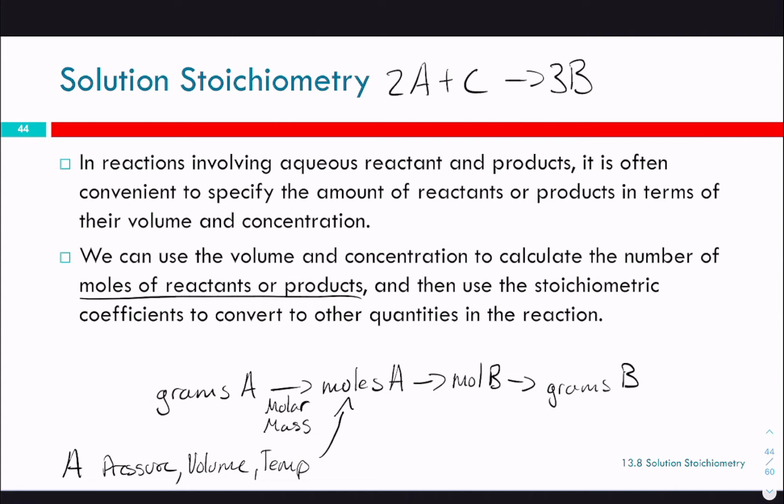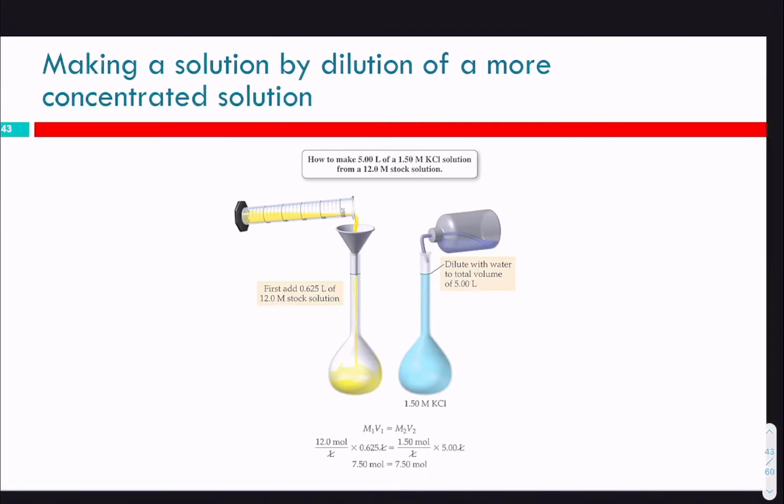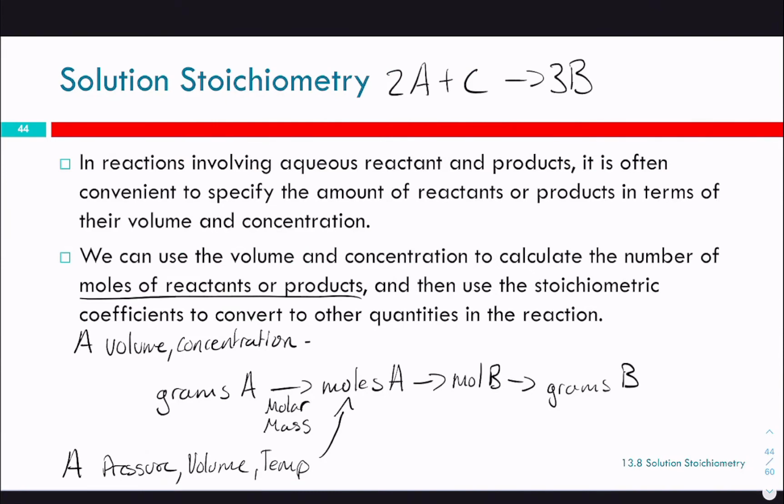So the one we're going to talk about now, because you've acquired the concept of molarity now, we can go straight from a volume of a solution. If you have the volume and the concentration of A, we can use that to calculate moles of A. And then the stoichiometry problem just becomes the same as the other ones we've done before. Use the ratio, you can calculate moles of B.